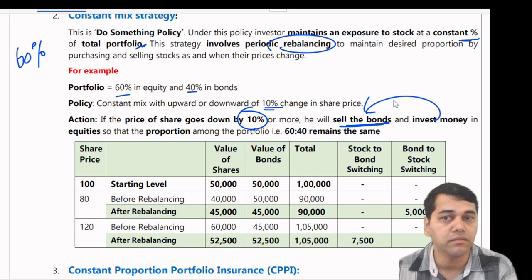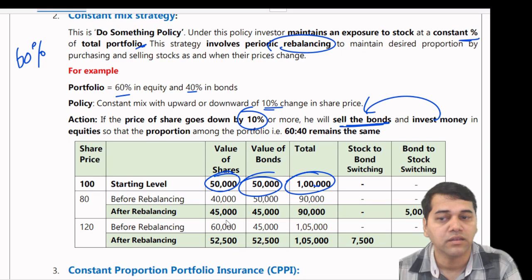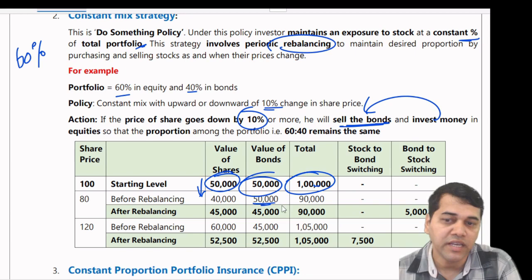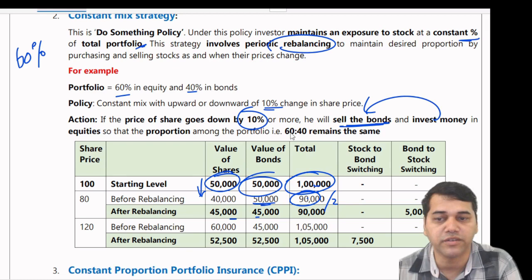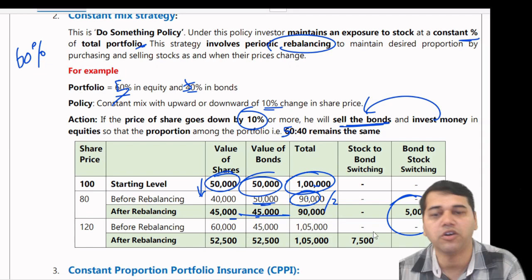It's a balanced approach. Say at the starting level, you started with 50,000 rupees in shares and 50,000 rupees worth of bonds, a total value of 1 lakh. If the share market falls by 40, what do you do? Bonds will never fall, so there is no correlation there. Then you have 90. Divided by 2, 50-50. Sorry, it is not 60-40, in this example it is 50-50. You want to maintain 50-50. So again you rebalance, start with a fresh position. You buy stock or buy the bond, it goes like that.